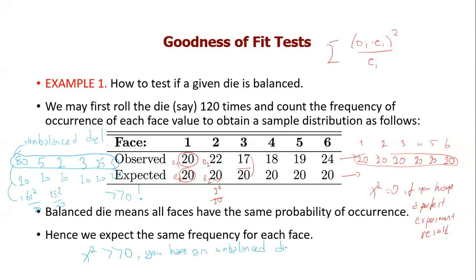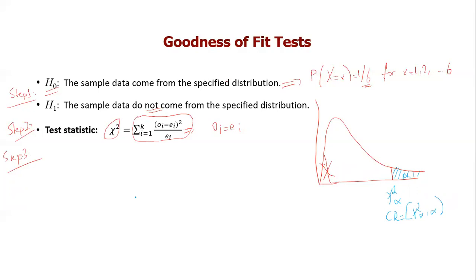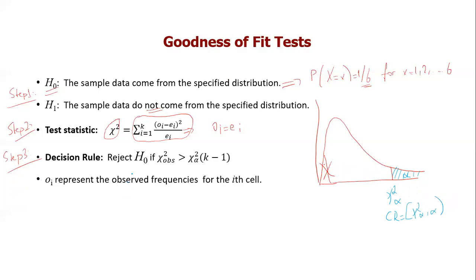So what does this mean? Your critical region is somewhere here. You put your alpha here, which is an area of alpha, so your critical region, or rejection region, is chi-square alpha to infinity. Just observe if chi-square is greater than chi-square alpha. How many degrees of freedom? You will have k minus 1 degrees of freedom. In our example, k is equal to 6, so k minus 1 is equal to 5 degrees of freedom.